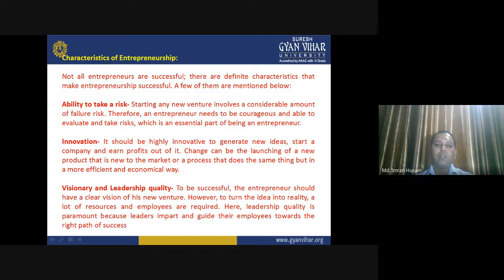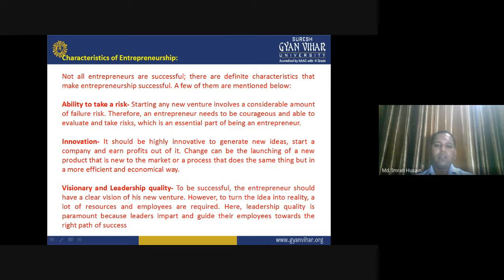Innovation. It should be highly innovative to generate new ideas, start a company, and earn profits out of it. Change can be the launching of a new product that is new to the market, or a process that does the same thing but in a more efficient and economical way.